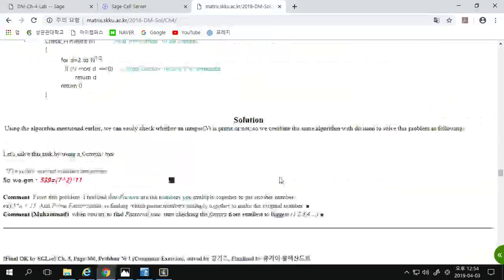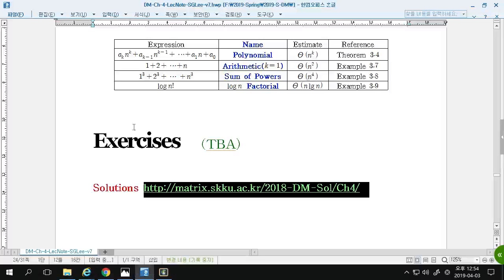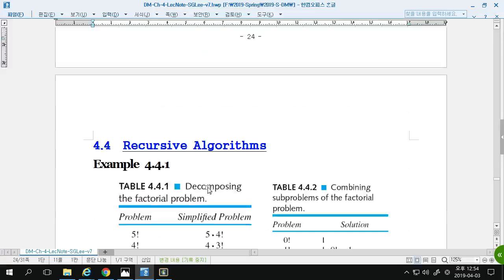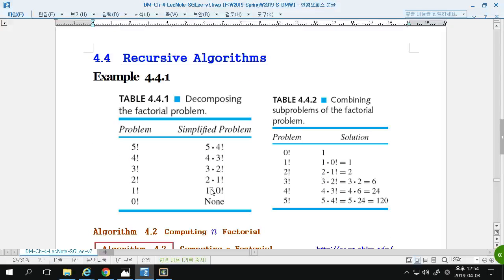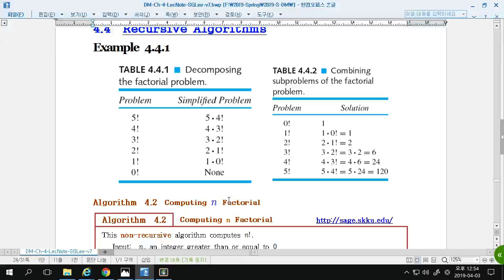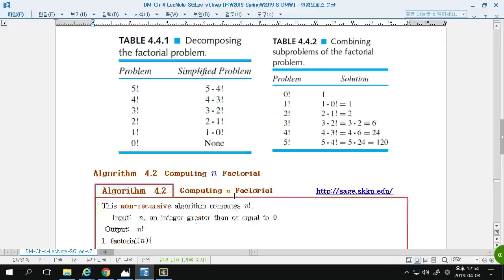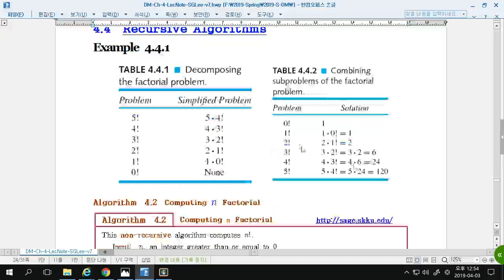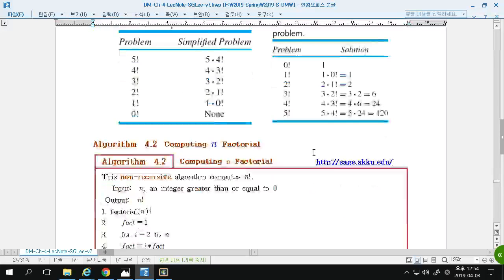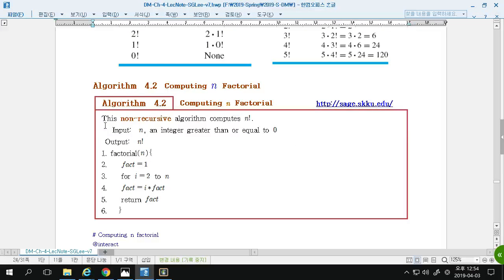Okay, so, I think that's the end of section 4.3. The next one is a recursive algorithm, computing n factorial. You have seen n factorial. Okay, let's compute those.